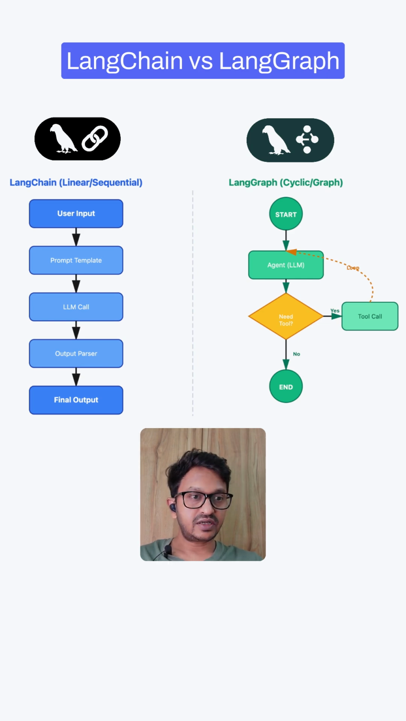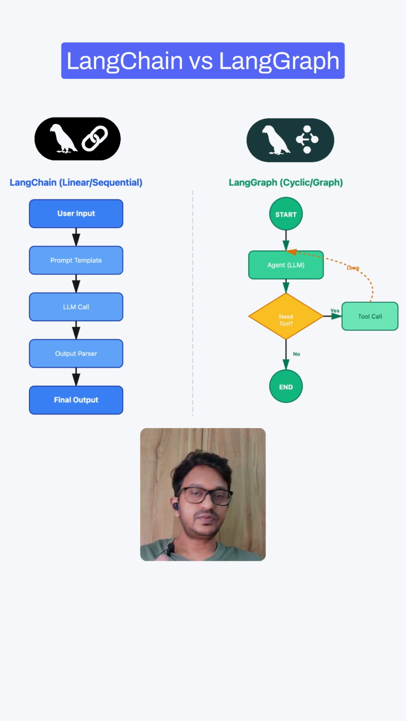And then the agent behavior, single reasoning step, you don't go back in LangChain. Since it is very linear, you can't actually loop back to the previous step. Whereas multiple reasoning loops are very much possible in LangGraph. So these are some of the simple key differences.